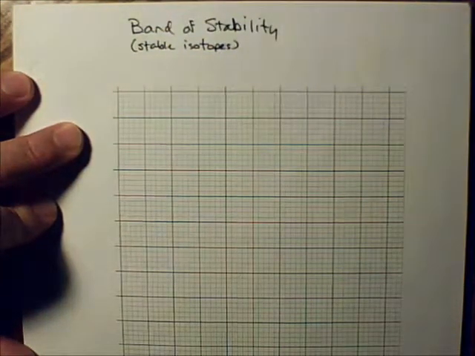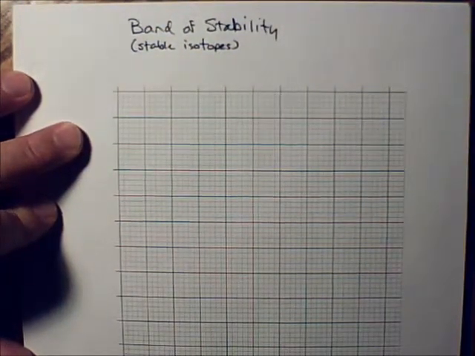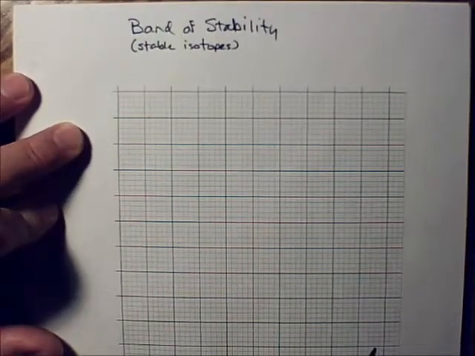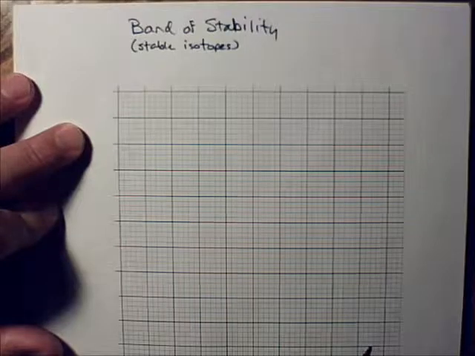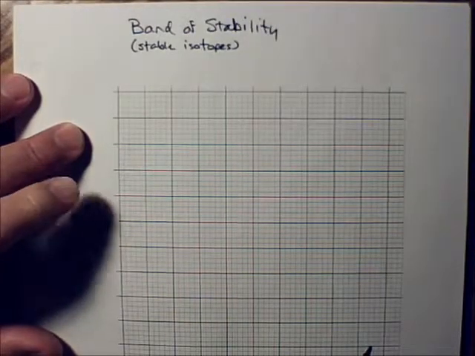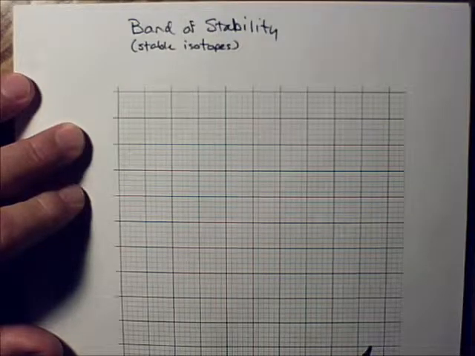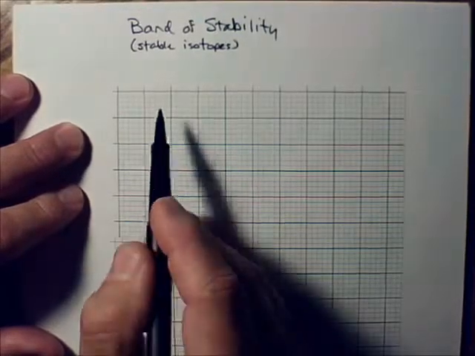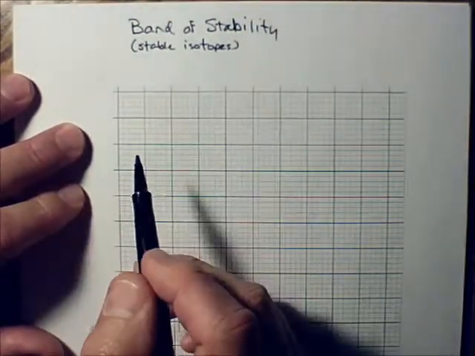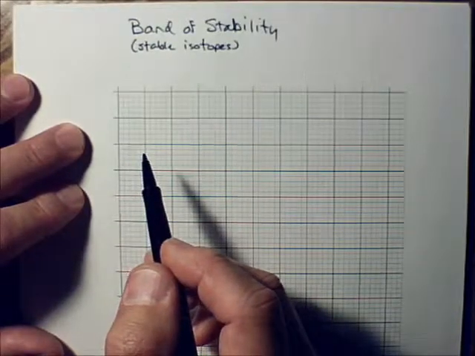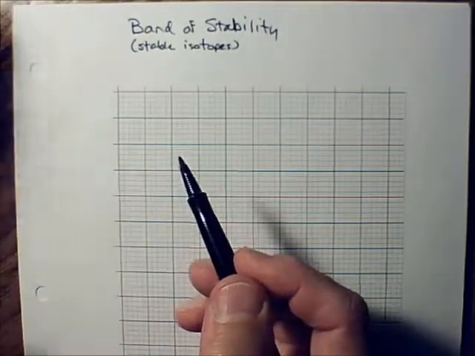All right, so the band of stability is a plot of stable isotopes comparing protons and neutrons. It's a plot of stable isotopes. Right here I've got stable isotopes comparing protons and neutrons because we're talking about the nucleus here.